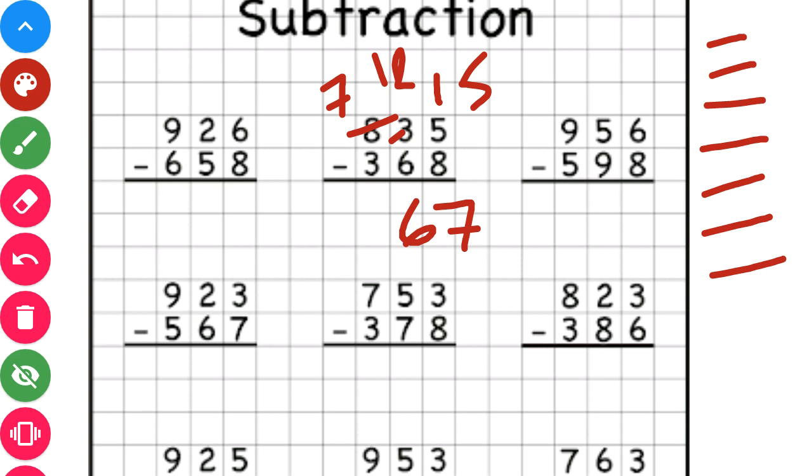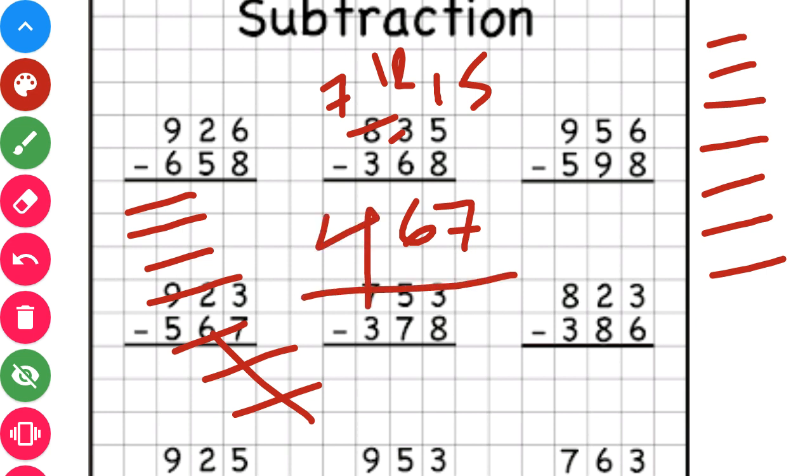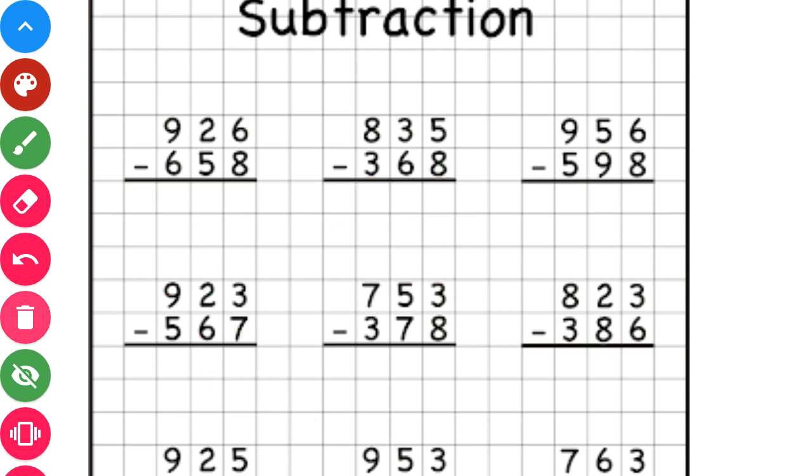So 7 minus 3. 1, 2, 3, 4, 5, 6, 7 minus 3. How much will we get? 1, 2, 3, 4. 467. This is the right answer. Okay.